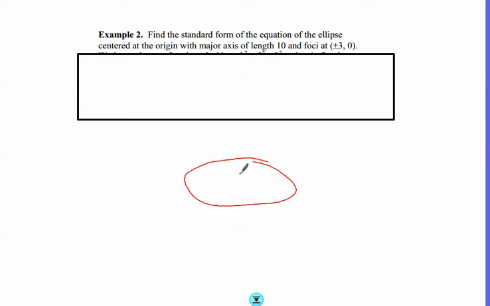It's centered at the origin, and the foci are at plus or minus 3, 0. So 1, 2, 3. We'll call that one focus, and here's another one over here. We already know that this has a horizontal major axis, because the foci are always located on the major axis. And so if the major axis is length 10, that means that this point over here is at x equals 5. So this is 5, 0. And this is negative 5, 0.